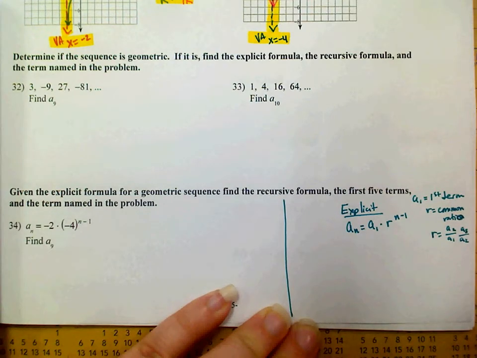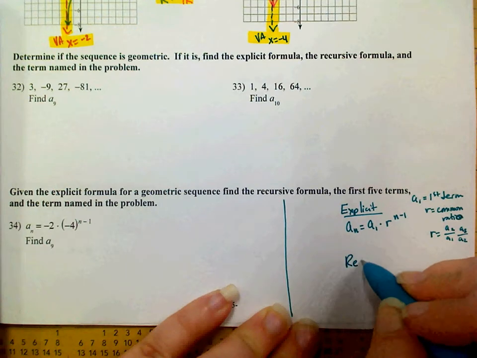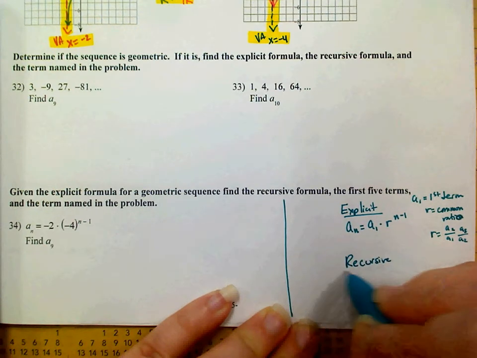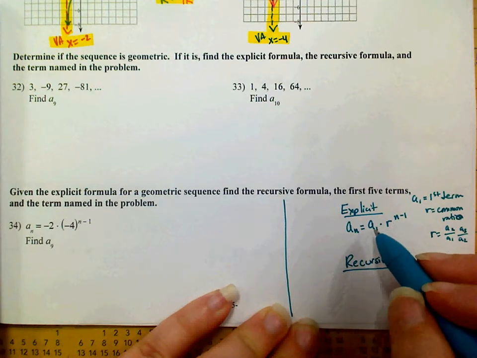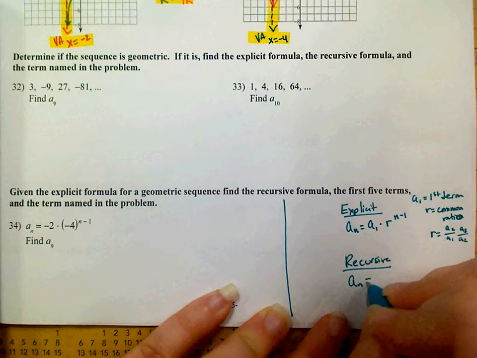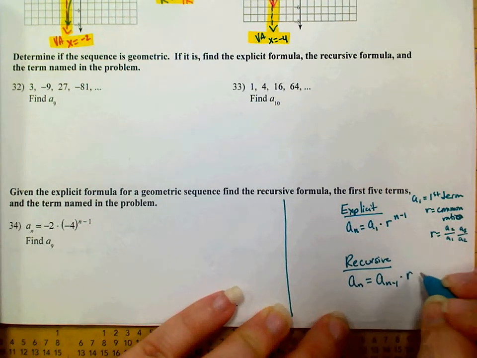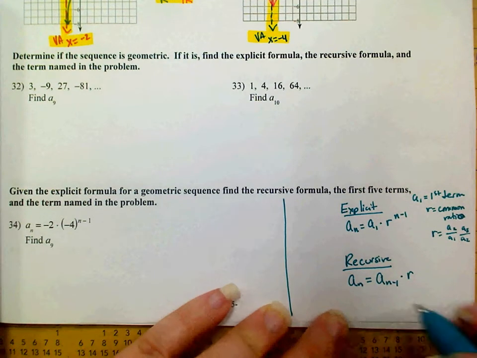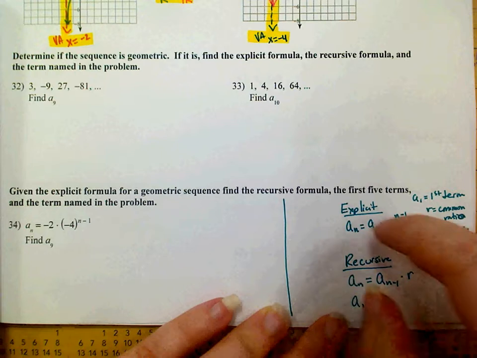Okay? Now that's the explicit formula. That's explicit. You're defined by the number of terms, your first term, and the common ratio. Recursive, you're defined in terms of the previous term. So a sub n equals a sub n minus 1 times my ratio. And then you always have to state what the first term is. That is part of your formula, so you have to do that.